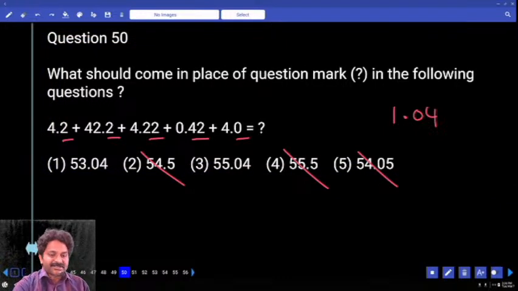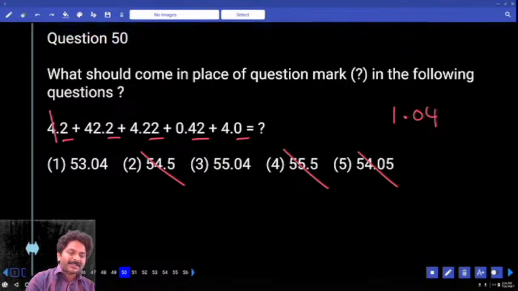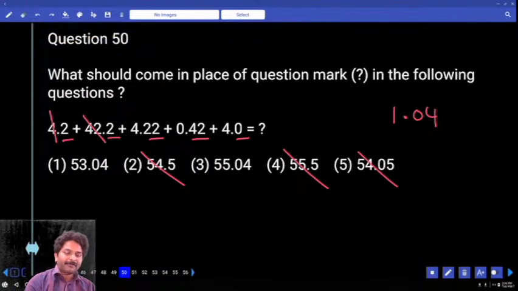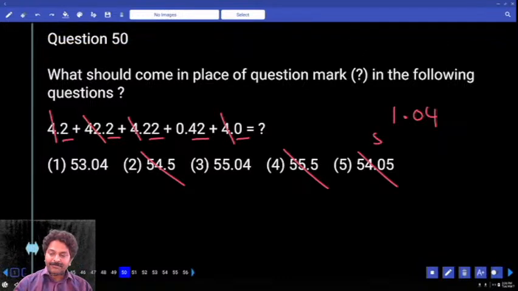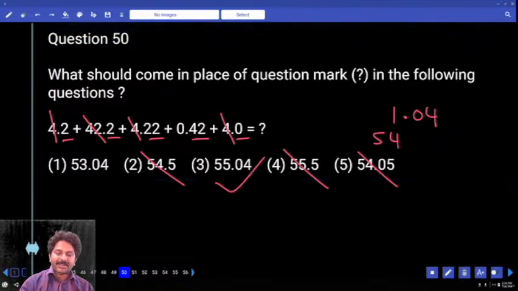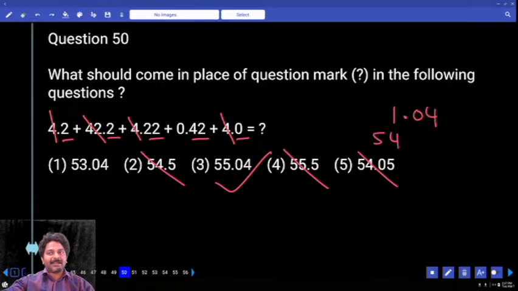Now the number before the decimal is also important. 4 plus 42, 46 plus 4, 50 plus 4, 54 added to 1.04, the answer is 55.04. Earlier we started with the number after the decimal, but now we started with the number before the decimal. I am adding both, that's it. Got it?